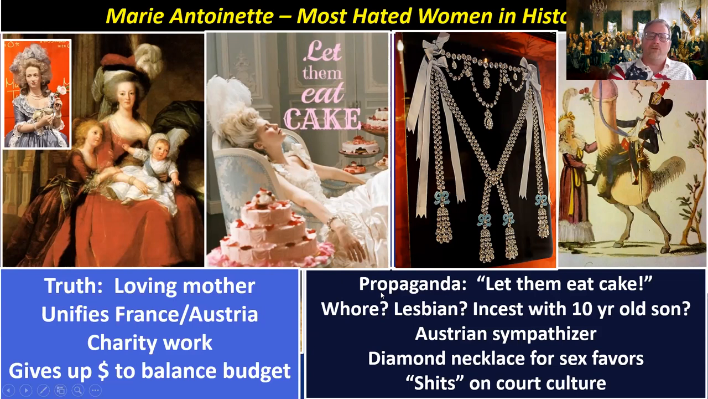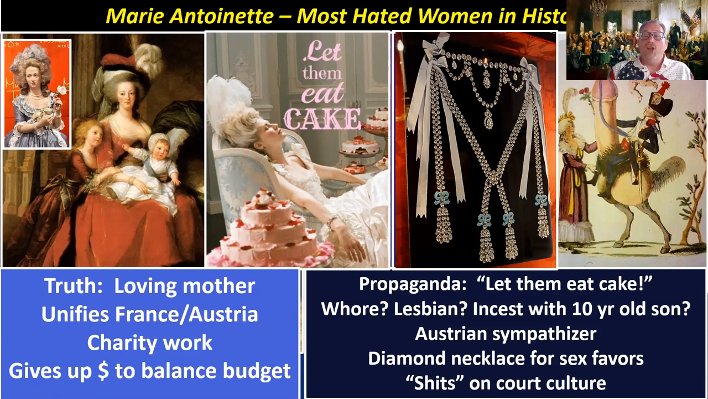First off, there's propaganda that she says, let them eat cake. Right here, the meme, we absolutely have that, that's correct. She has these notions out there, from people who hate her, that she's a whore, a lesbian. That she has incest with her 10-year-old son. None of that is true. None of that is true.